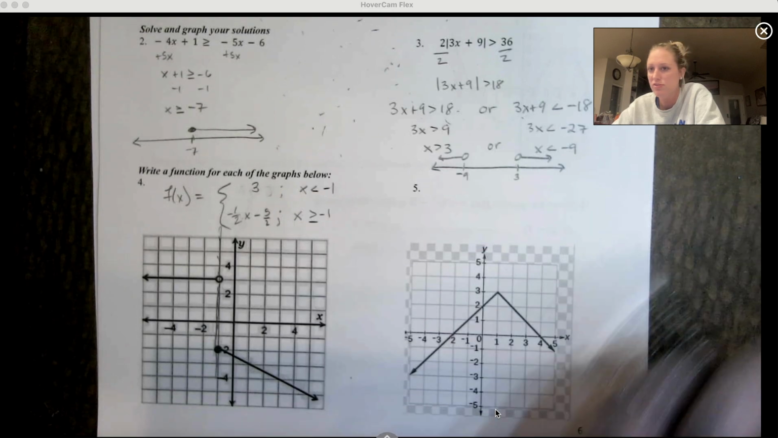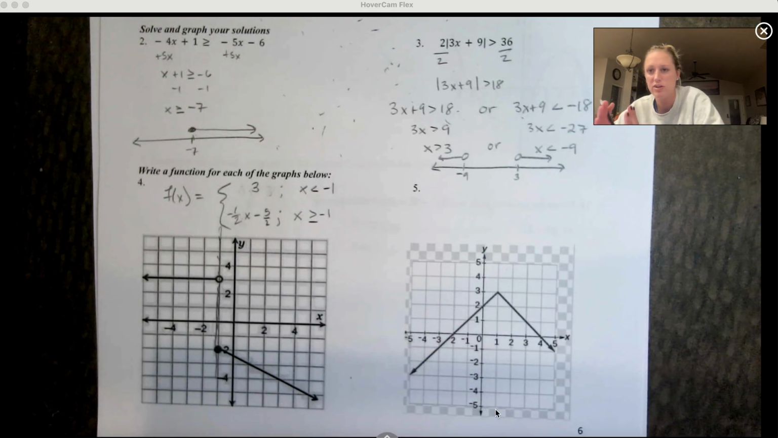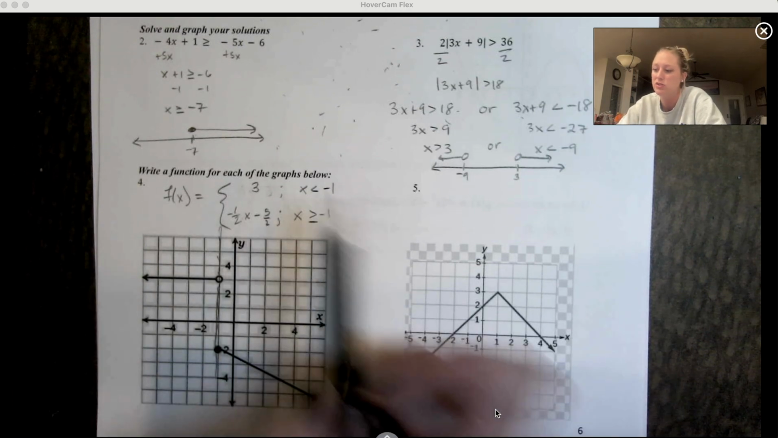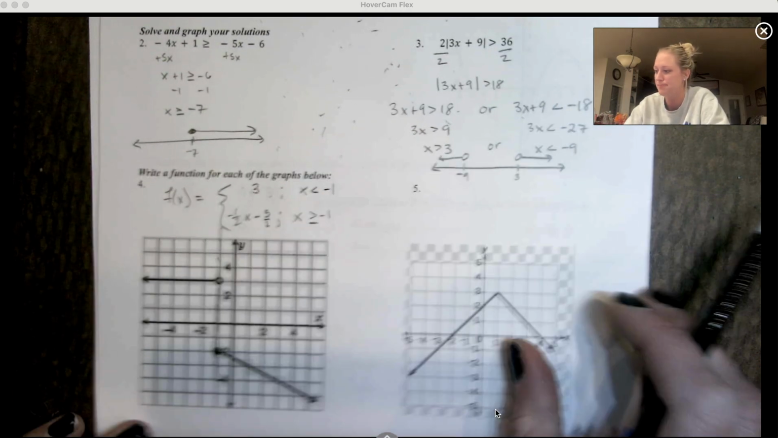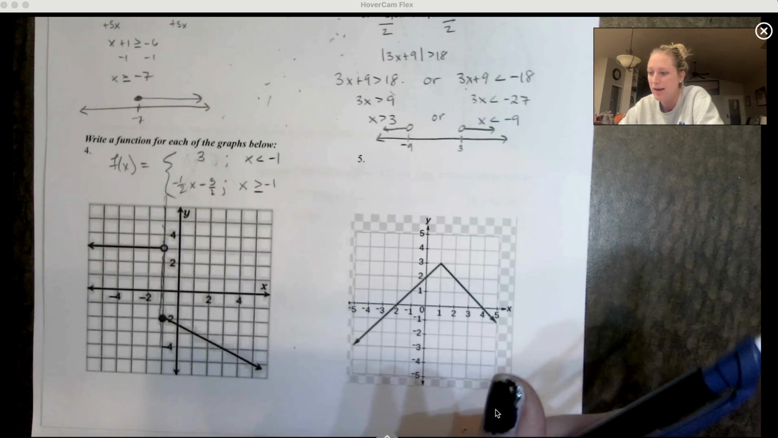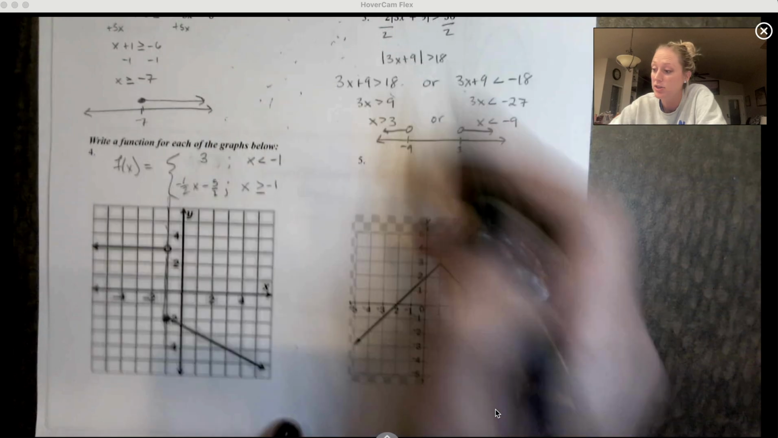So that's kind of the process: you find your slope and y-intercept and then look at that breaking point. Where does your graph stop? And that x value tells you how to write that domain restriction. Okay, last one here, you guys. Absolute value function, we're going to write an equation for this.